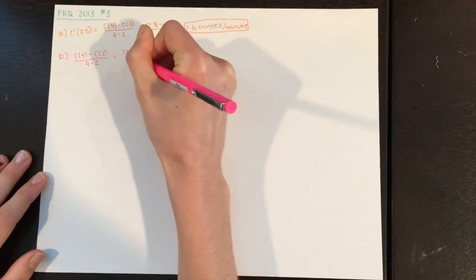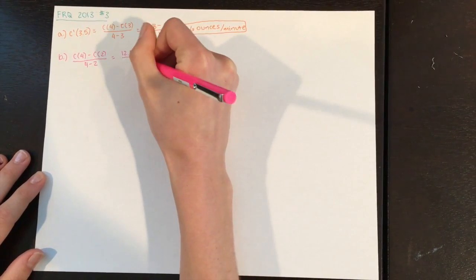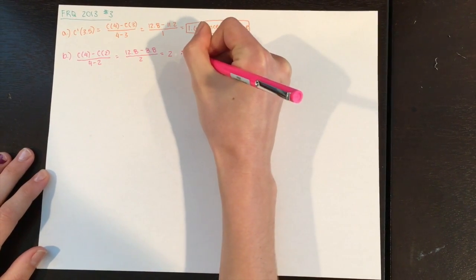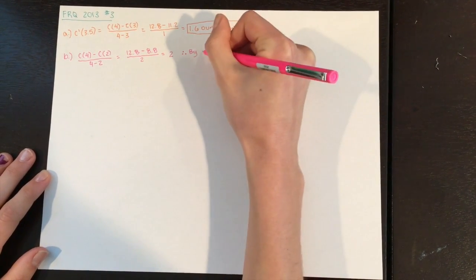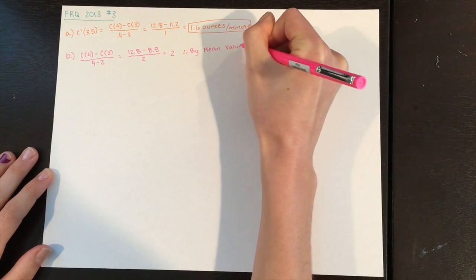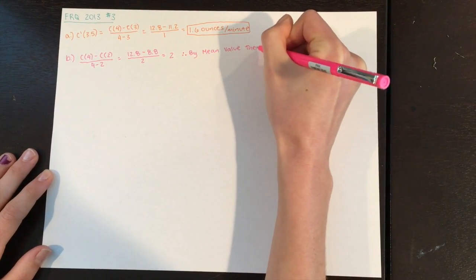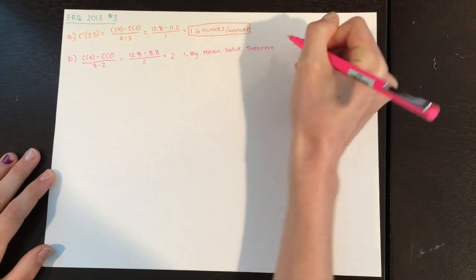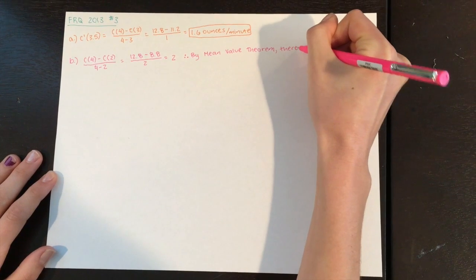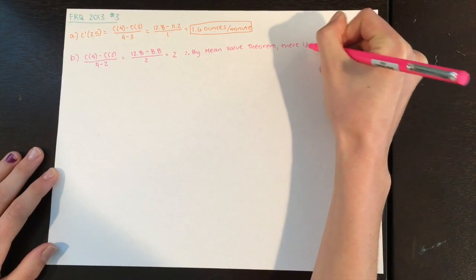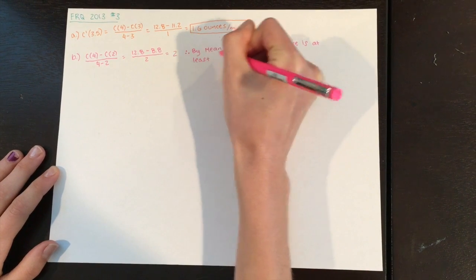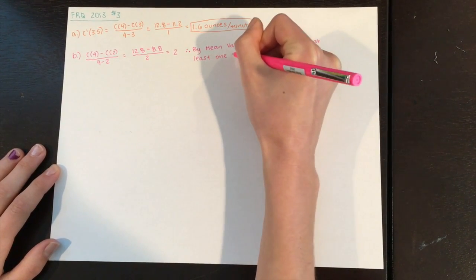So if we do f of b minus f of a all over b minus a, then we can see if C prime of t equals 2 somewhere in this interval. And we find that by the mean value theorem, there is a value of t where C prime of t equals 2. So in this problem, 1 point would be given for using f of b minus f of a all over b minus a, and the other credit would be given for using the mean value theorem in your justification.